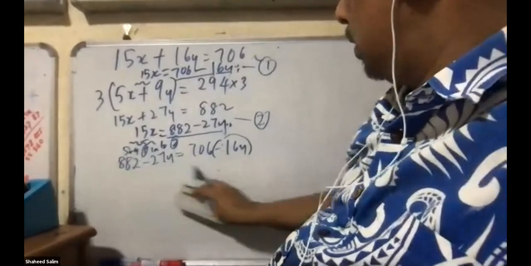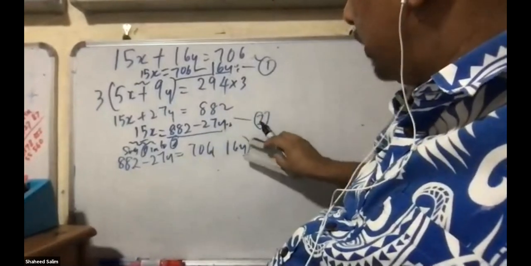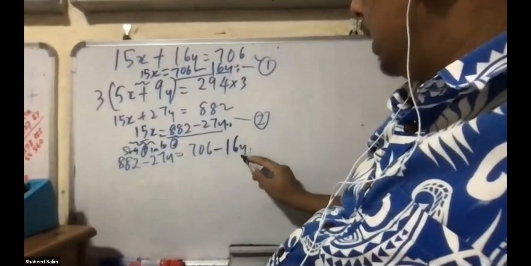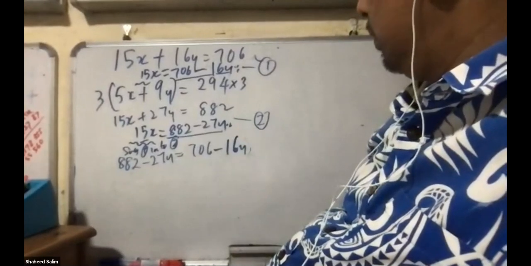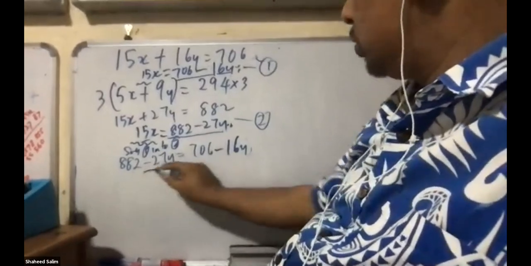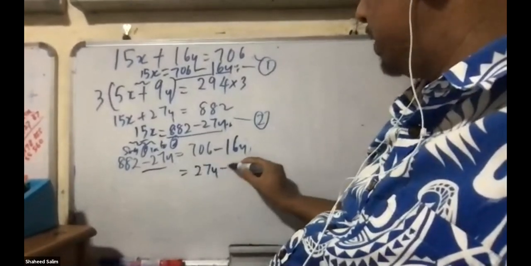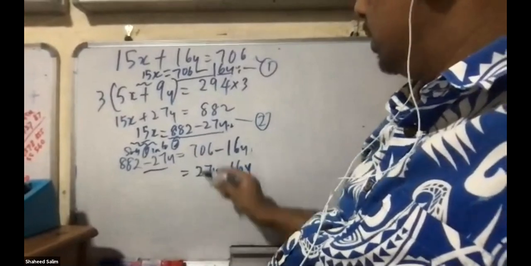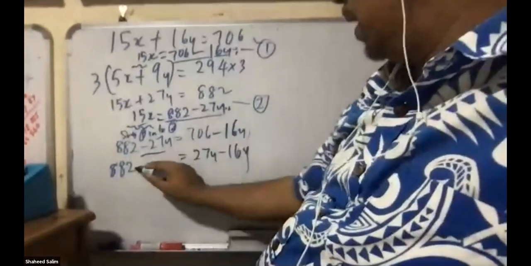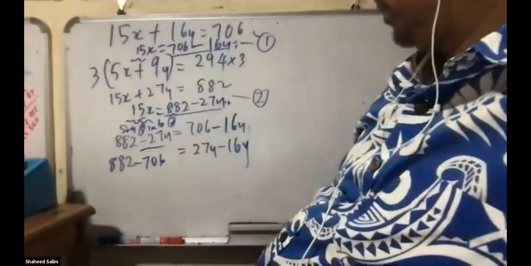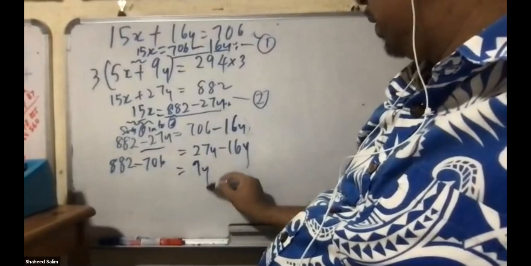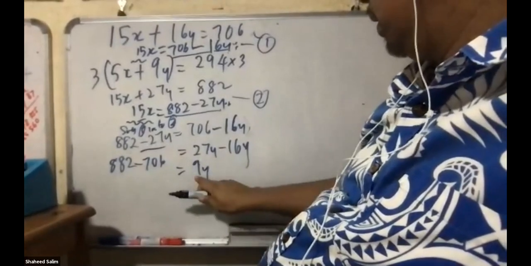Okay, I will do this one again because I prefer to have positive numbers, easier for me. Now down here, I bring the 27y over here. Minus 27y become plus 27y minus 16y. I bring the 706 over there, become minus 706. So 27y minus 16y equals to 11y.